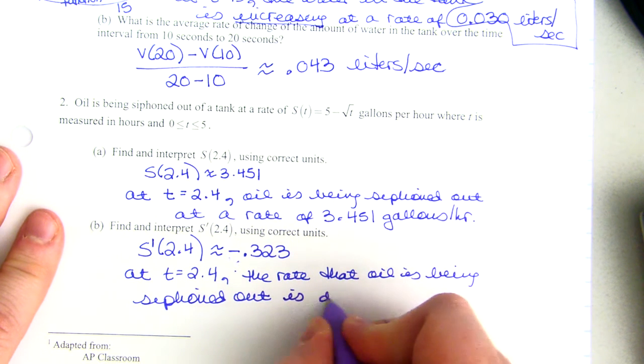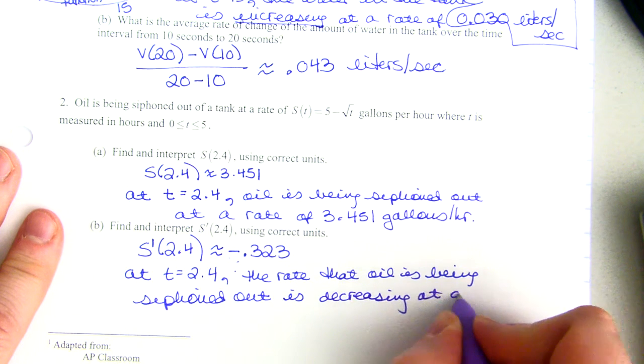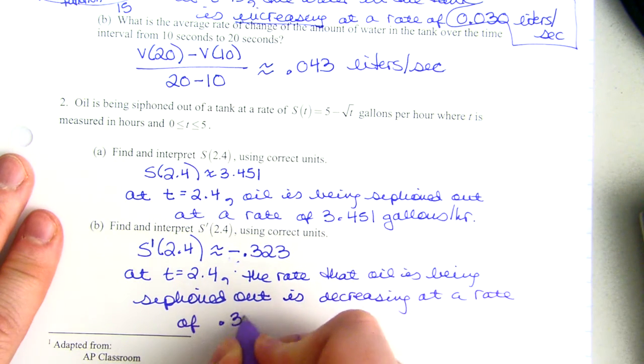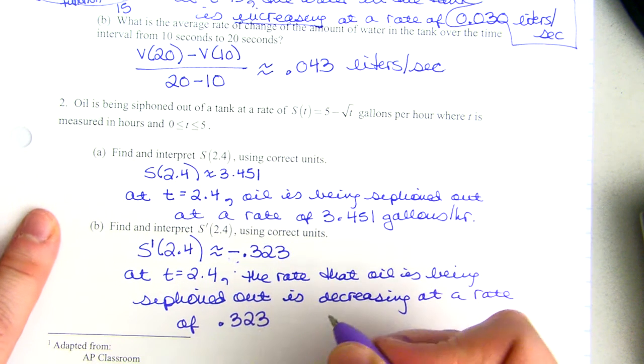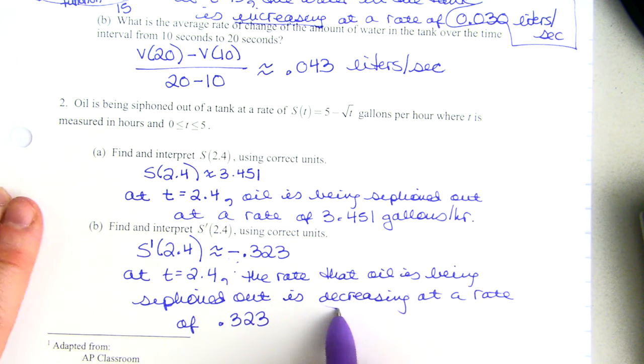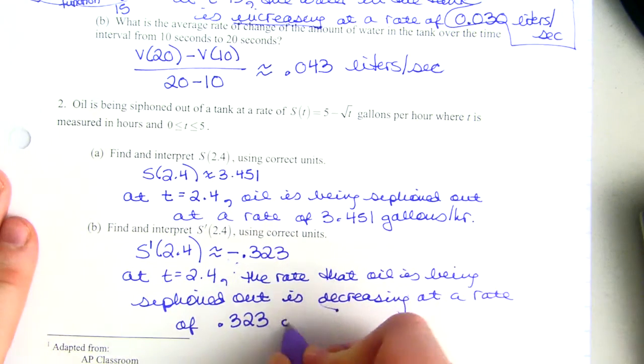It is decreasing at a rate of, I'm just going to say 0.323. I'm not going to include the negative because the negative is taken care of by saying that word decreasing. And now I need to figure out the units.